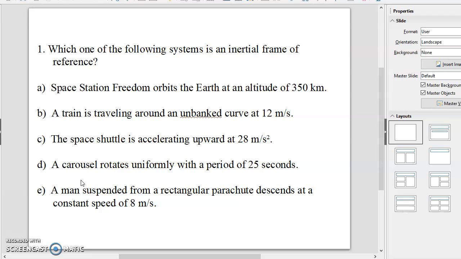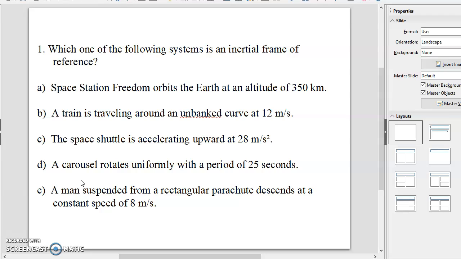So anyway, let's go through these questions right now. I'm doing this ahead of time, and I'm posting as well the problem answers so that you can use these to review with. I'm not waiting until next Tuesday to give those to you. So first of all, question number 1. Which of the following systems is an inertial frame of reference? And the answer is E.